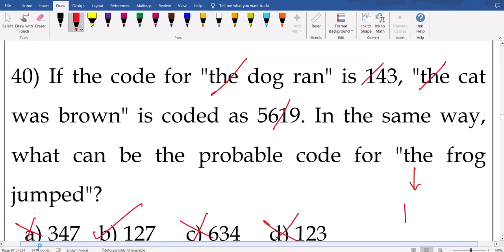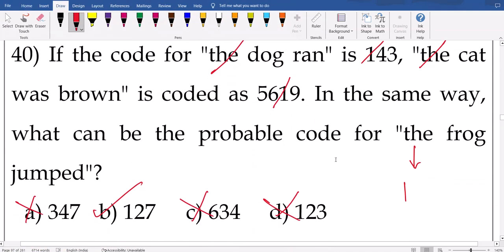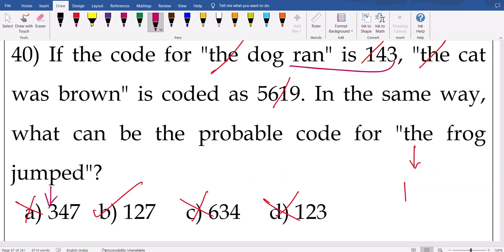Why, sir? "Frog jumped" is a new word, so I need a new code for that. 3 must be something of "dog" or "ran", right? Dog or ran is not available, so I don't want 3. I don't want 6. I don't want 5. I don't want 9. I want some new digit because a new word came.